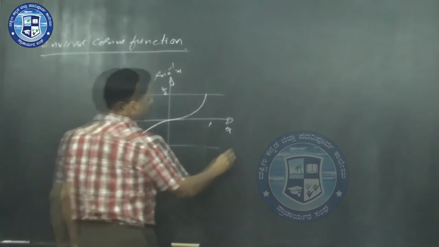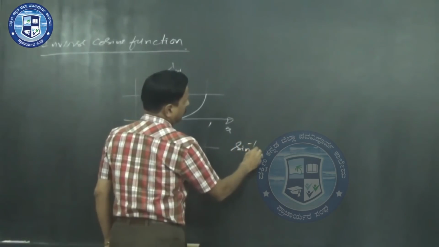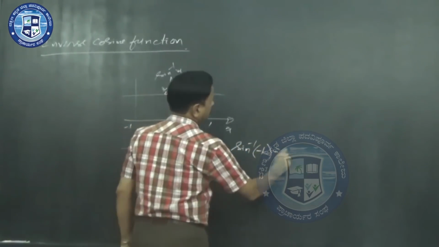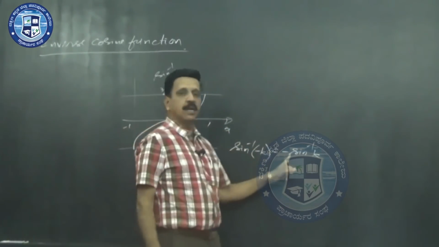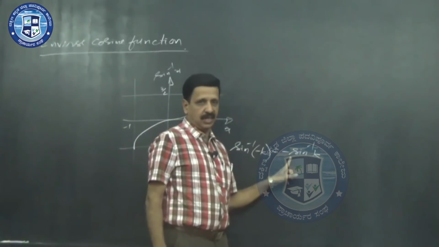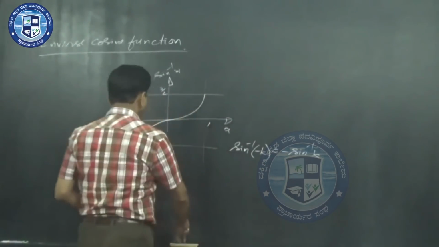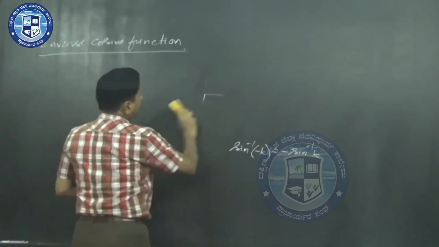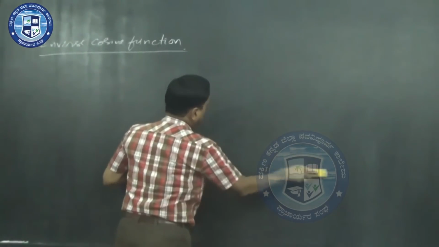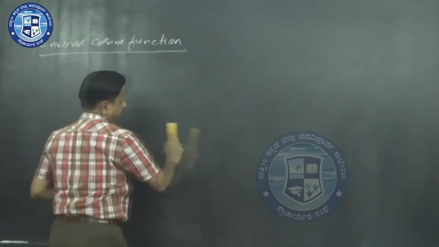And finally, we have seen one result also. Sine inverse minus k is equal to minus sine inverse k. Just you have to pull out this minus and outside. How to recall instantly. This is the way. This is about sine inverse x graph. Now, on similar grounds, we will analyze the inverse cosine function.